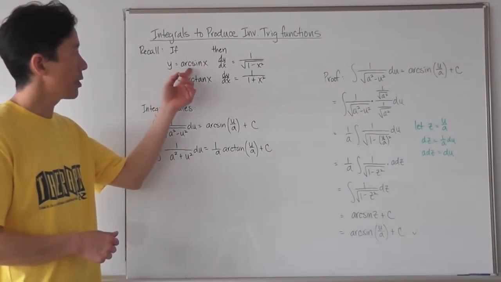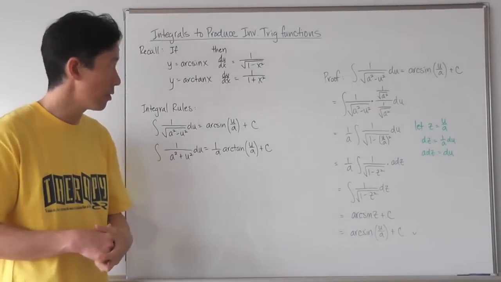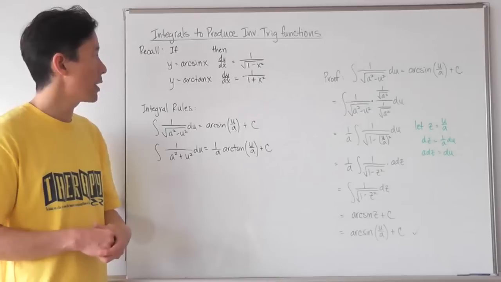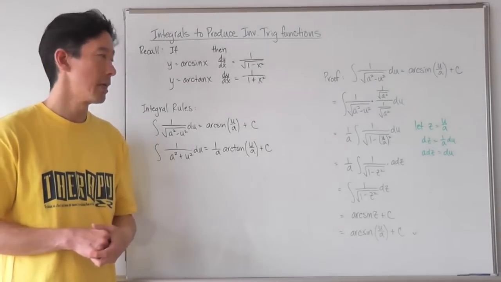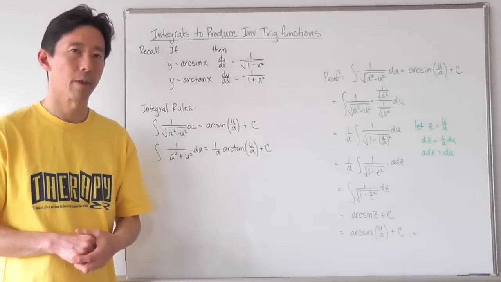So if we have y equals arcsine of x, we come up with dy/dx being equal to 1 over the square root of 1 minus x squared. And if we have y equals the arctangent of x, then dy/dx is equal to 1 over 1 plus x squared.